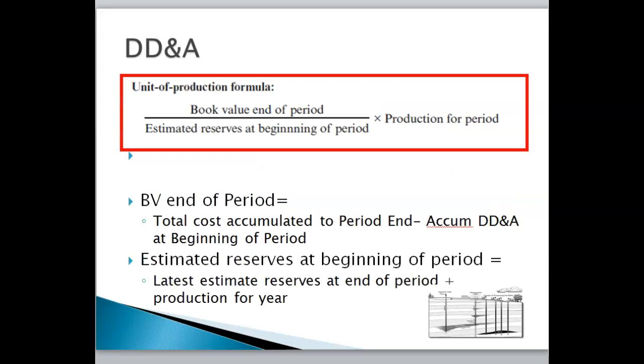This is our formula for DD&A. Effectively, we're going to adjust by using the estimate of our end of year reserves. Those are going to be the most up to date. And we're going to back into or calculate the estimated reserves at the beginning of the period. So you're going to have the book value at the end of the period. This is going to be divided by the estimated reserves at the beginning of the period. To calculate that, we're going to use our latest estimate reserves at the end of the period, plus we're going to add back our production. And then this number is going to be multiplied by the production for the period.